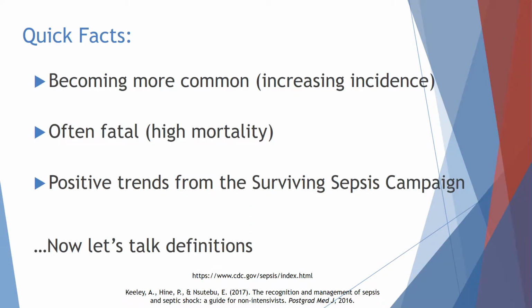Some quick facts here. Sepsis is becoming more common. It's often fatal, and we are seeing positive trends in treatment. So the estimates of incidence of sepsis worldwide vary, but they range from 66 to 300 per 100,000 in the population in the developed world.